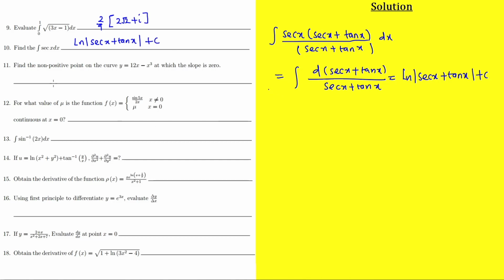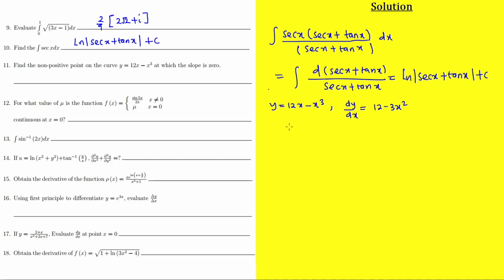Alright, so in this question they said find the non-positive point on the curve y equals 12x minus x cubed at which the slope is 0. So we want to find the point at which the slope is 0. First thing is that we find the derivative of the function. Here we are given y equals 12x minus x cubed. So my dy/dx would be 12 minus 3x squared.